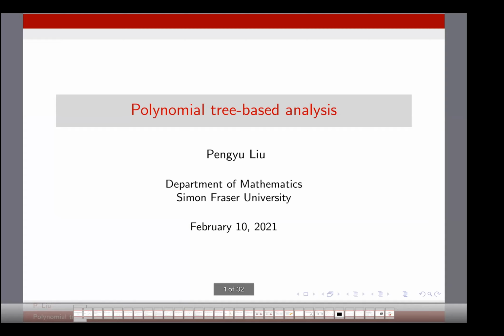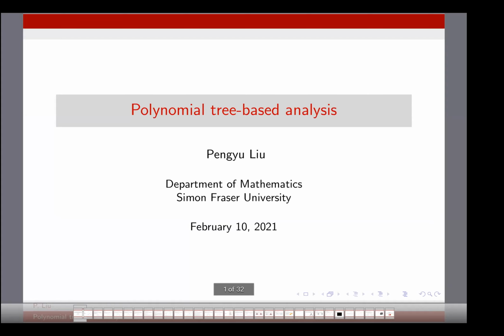For all the other tree-based analysis. So this talk will be separated into two parts. The first part will be talking about math, and what's the definition of the polynomial, and this polynomial is a graph polynomial, and the second will be I'll be talking about some applications of this polynomial.